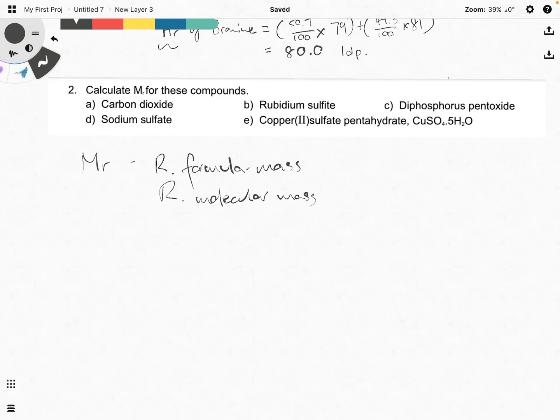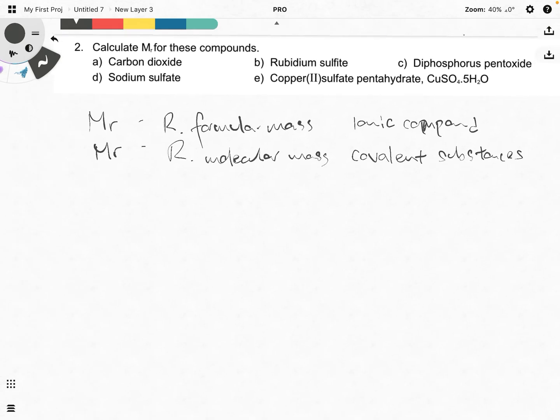When do we use which one? Relative formula mass refers to ionic compounds. Relative molecular mass, we use in the scenario of compounds or elements with covalent bonds, so covalent substances. But honestly, we use the same symbol for both instances, so you don't really need to differentiate the two. Just appreciate that when we see a covalent substance or an ionic compound, when we write down MR, it actually represents different things. Okay, so let's try it out.